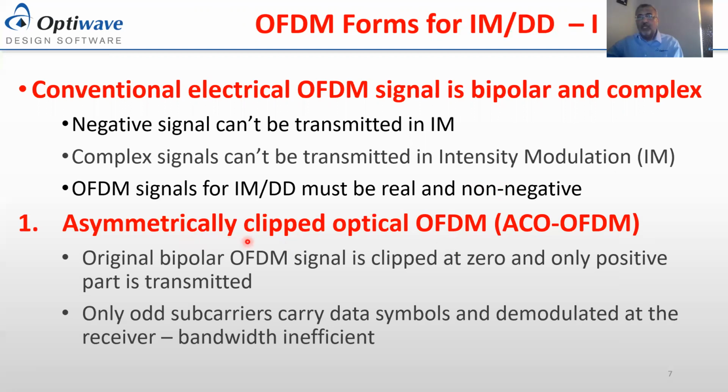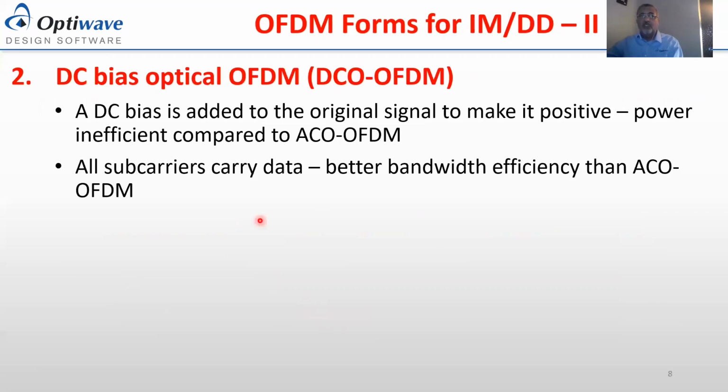One of them is called asymmetrically clipped optical OFDM, where the OFDM signal is clipped at 0, so the negative part is eliminated, and only the odd subcarriers are used for transmitting the data. Now, this scheme is bandwidth inefficient, as you see, because I'm not using the even subcarriers. Another scheme is called DC biased optical OFDM, and in this scheme, the even and odd subcarriers are both used, so this is bandwidth efficient.